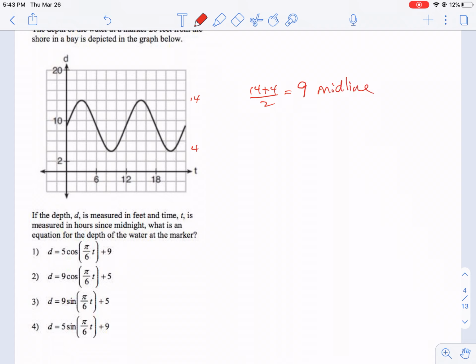So if 9 is the midline, it's the vertical shift, and that means choices 2 and 3 are out. Both 1 and 4 have an amplitude of 5, so we're going to go with that one. Sure enough, from 9 to 14 is 5. Now, one of them says cosine, and one of them says sine. Since the graph goes up first and then down to the trough, that is a sine graph, which means number 4 has got to be our choice. Notice all the frequencies were the same, so I didn't have to do anything with the period.